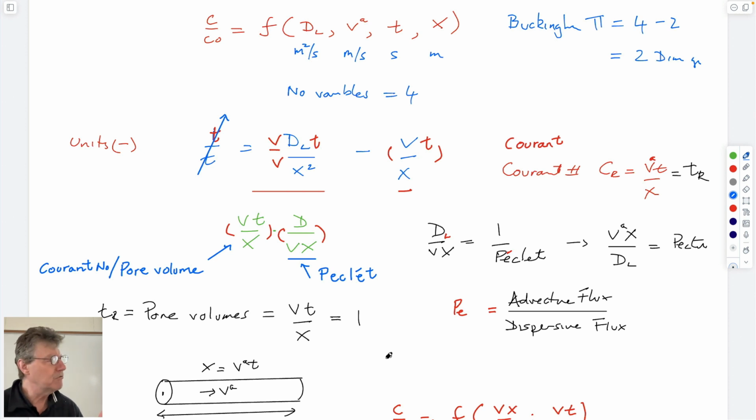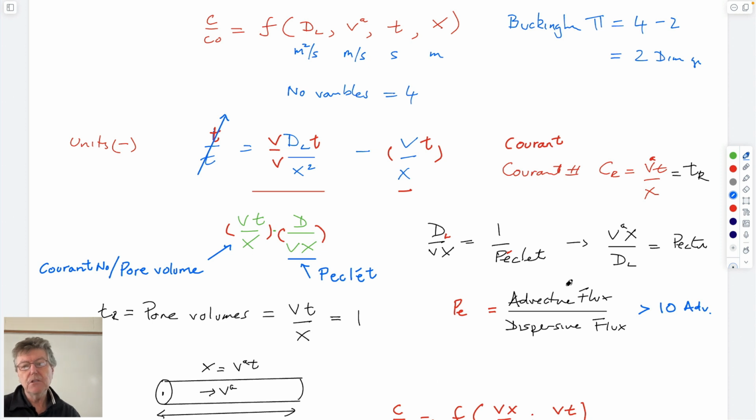You know that Reynolds number is the ratio of inertial to viscous forces. And Peclet number is the ratio of advective flux to dispersive flux. So if advection dominates, then Peclet number is a big number. And so if Peclet is greater than 10, then it means that advection is dominating. And if advection dominates, that means you have a sharp front, like plug flow. So the Peclet number defines that.